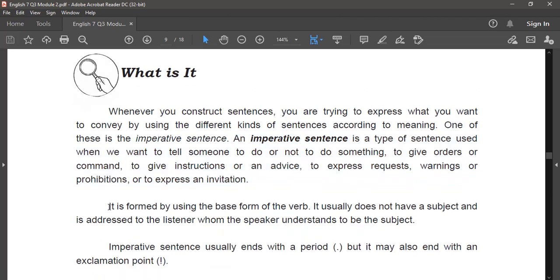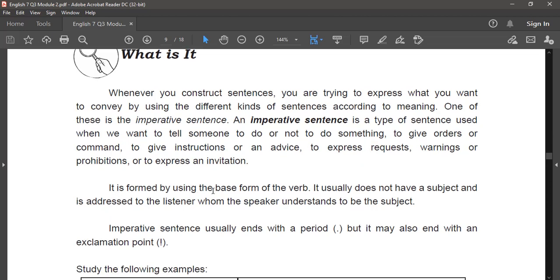So now, how do we form imperative sentences? An imperative sentence is formed by using the base form of the verb. So when we say base form, just the base form, no need to add anything to the verb. Just use it as it is.